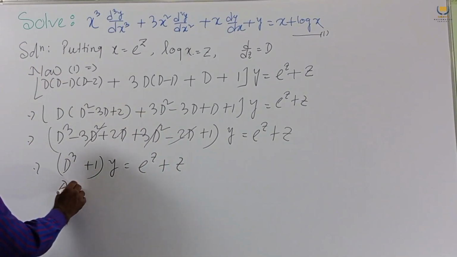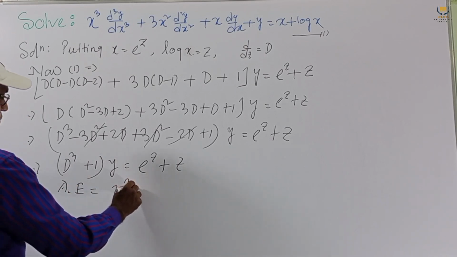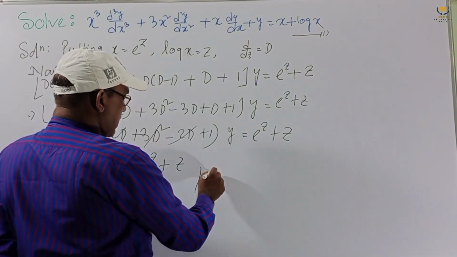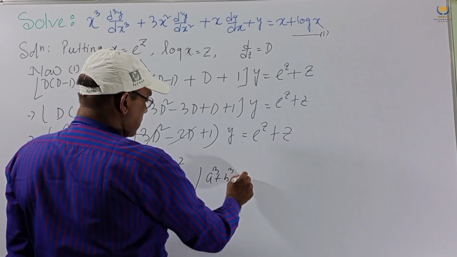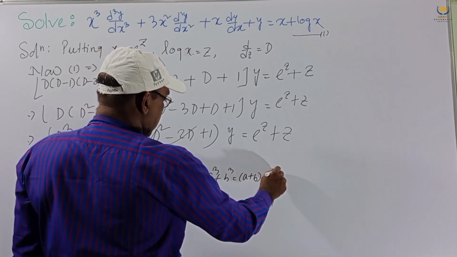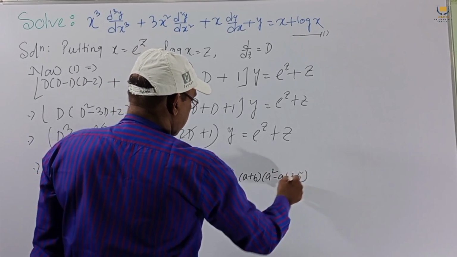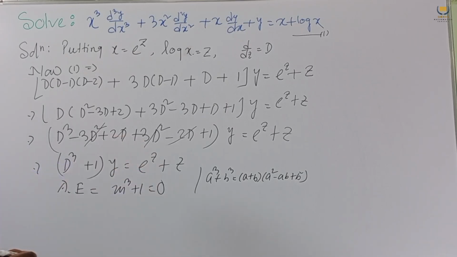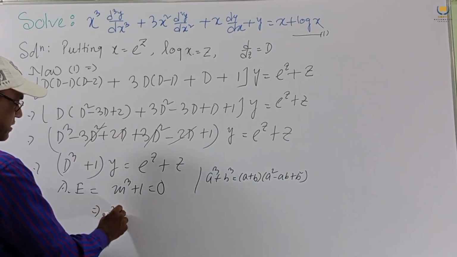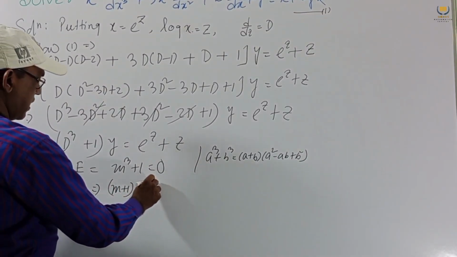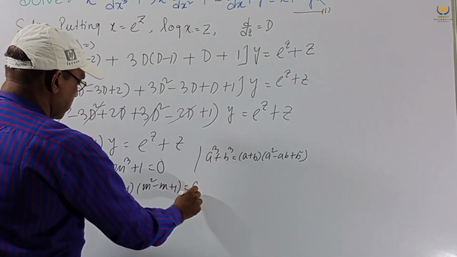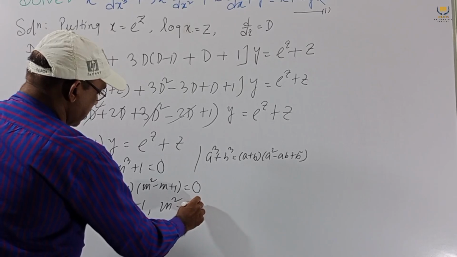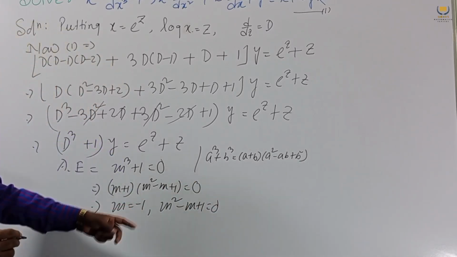Now the auxiliary equation is m cube plus 1 equal to 0. We know from lower class a cube plus b cube equals (a plus b)(a square minus ab plus b square). This is 1 cube, m cube, so it can be written as (m plus 1)(m square minus m plus 1) equal to 0. So m equals minus 1, and m square minus m plus 1 equal to 0, but this one is unable to factorize.